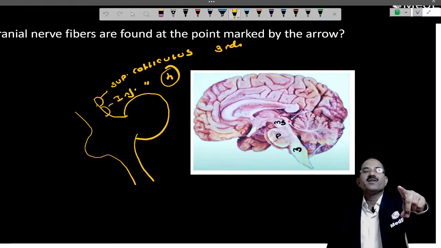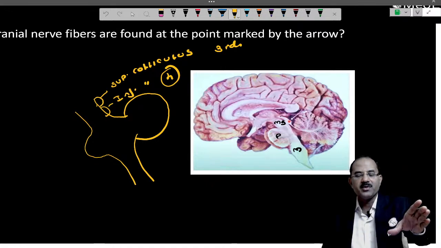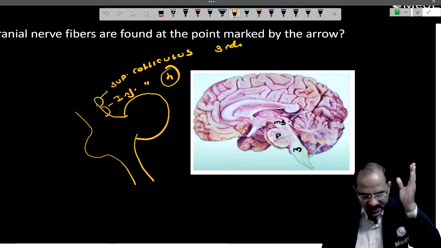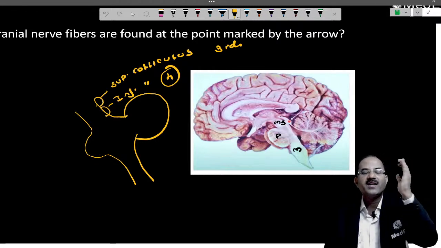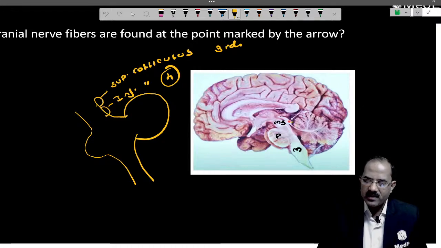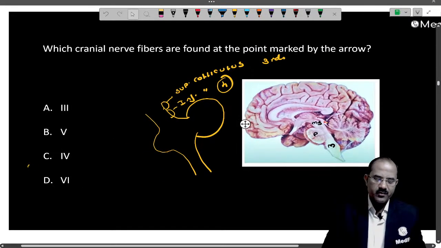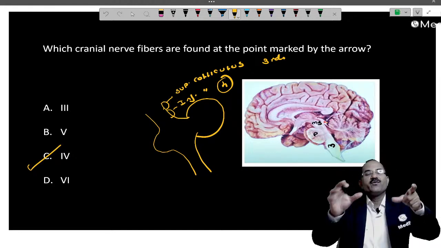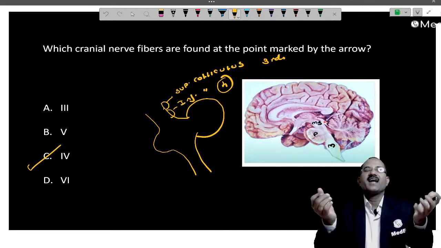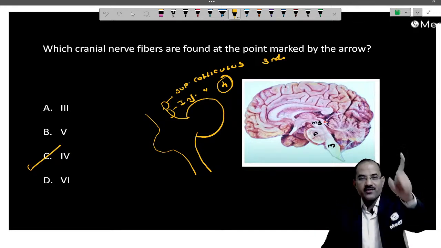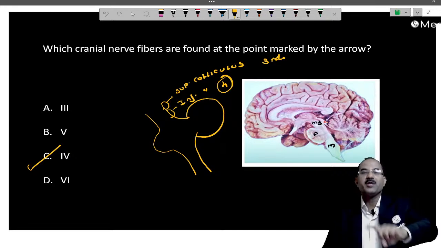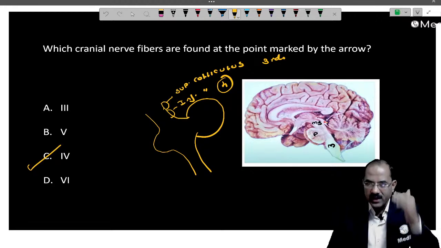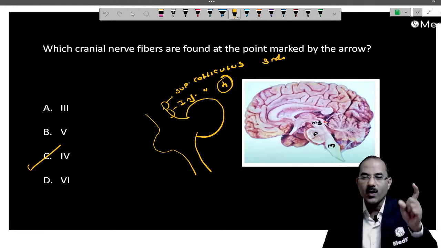So the nucleus of third nerve, oculomotor nerve, is located in the midbrain at the level of superior colliculus. And the nucleus of trochlear nerve is located in the midbrain at the level of inferior colliculus. So what is marked here? Inferior colliculus. So what is the answer here? Fourth nerve. Clear? See, the nucleus of third and fourth nerve are present in the midbrain. The nerves are attached to the midbrain. Once again, the nucleus of third nerve is present in the midbrain at the level of superior colliculus, and the nucleus of the fourth nerve is located in the midbrain at the level of inferior colliculus.